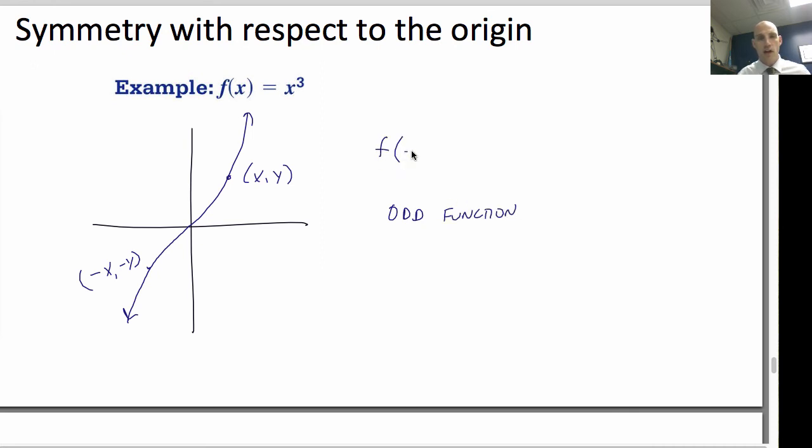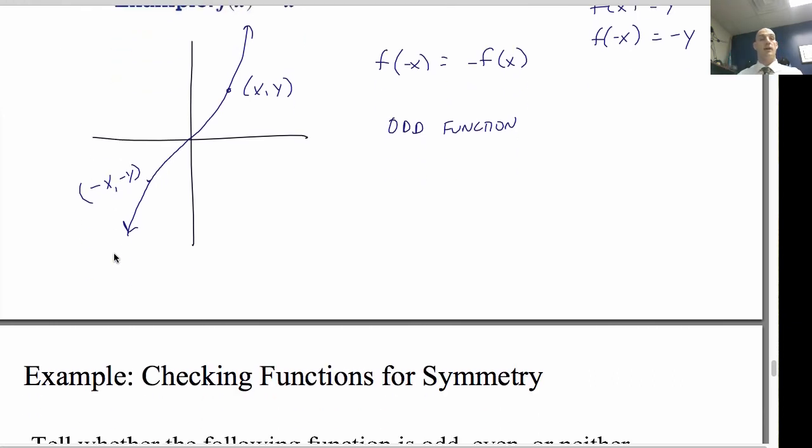Because f of negative x is equal to negative f of x. Okay, so this is the one that's confusing for students. So if I take f of x, it's equal to y. And if I plug in negative x, so f of negative x is equal to negative y. Okay, so f of x is equal to y, f of negative x is negative y. So the opposite domain input yields the opposite range output. Okay, so an odd function can be rotated around. It's got that symmetry with respect to the origin.